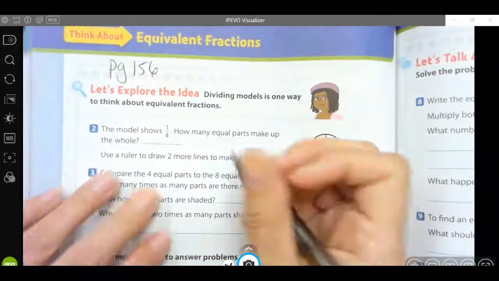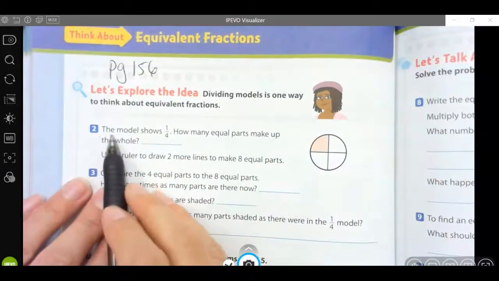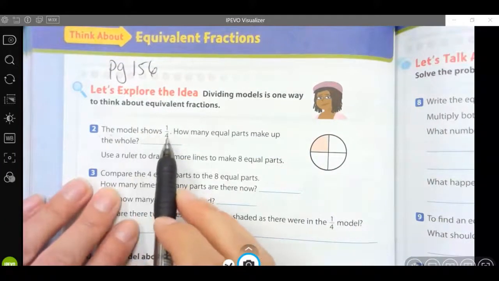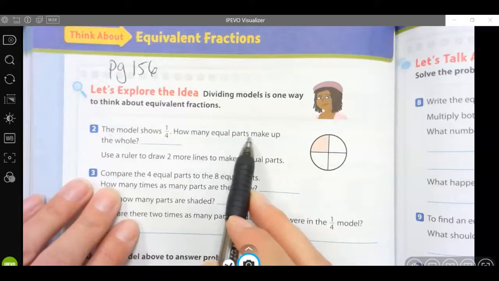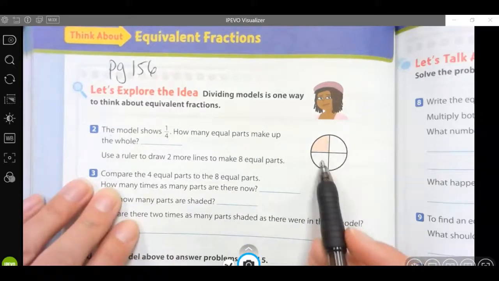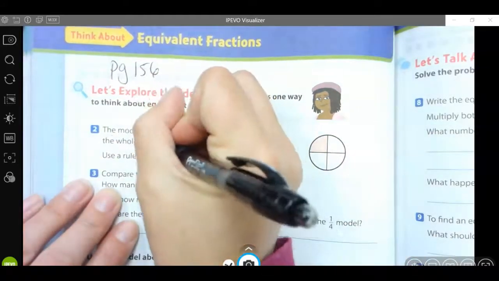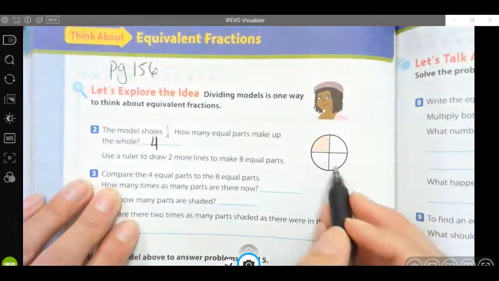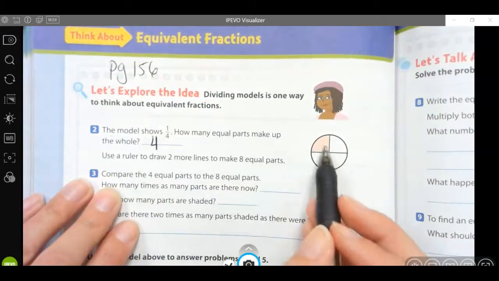Okay, so one of our questions here says, the model shows 1/4. How many equal parts make up the whole? So here's one whole. How many parts of it is it? There are 4 parts. And one of those is shaded in. Okay?